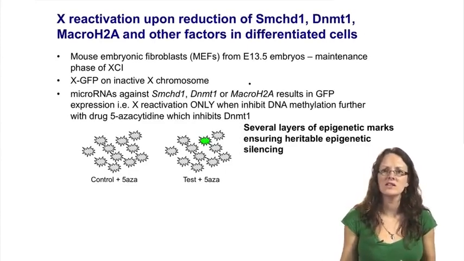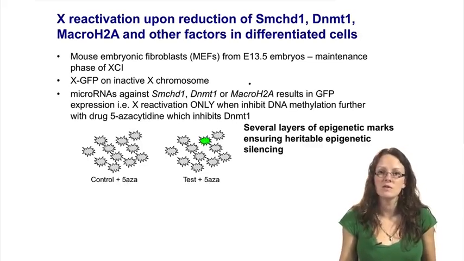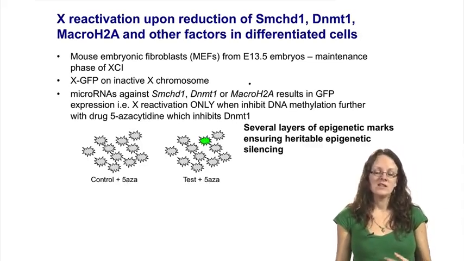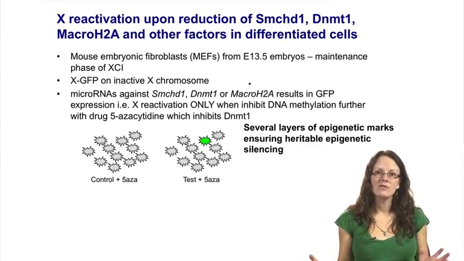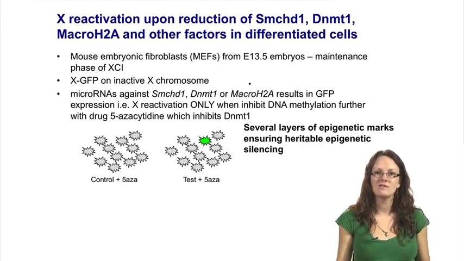And so really you need to destabilize them, and you need to destabilize not just Smchd1, but Smchd1 in addition to DNA methylation to be able to get this reactivation to occur. And that's because the reason that it's so stable, the reason it's actually hard to get it to occur at all, is because you have these redundant layers of epigenetic marks that are mitotically heritable. And this is really the key feature of the maintenance phase of X inactivation.